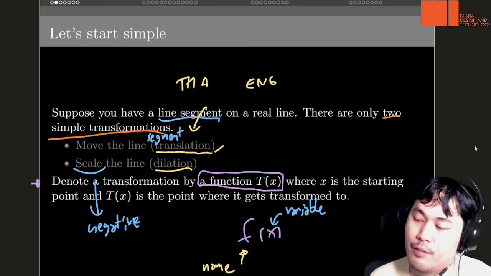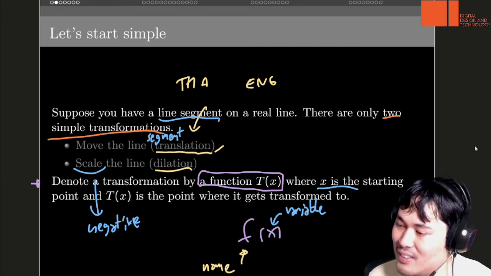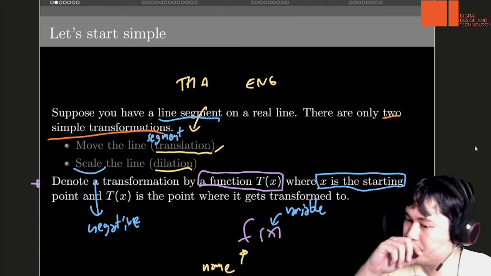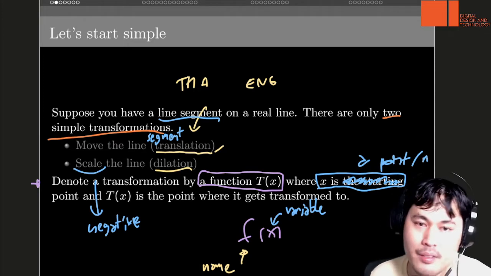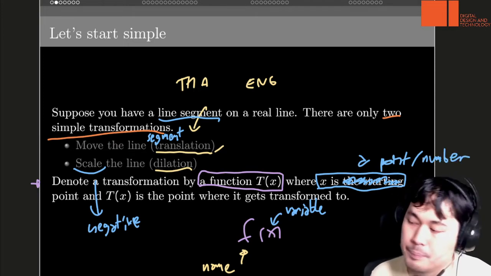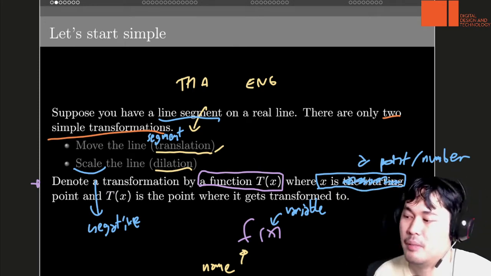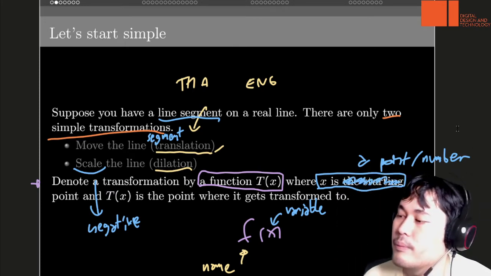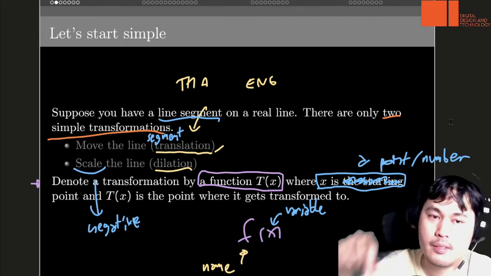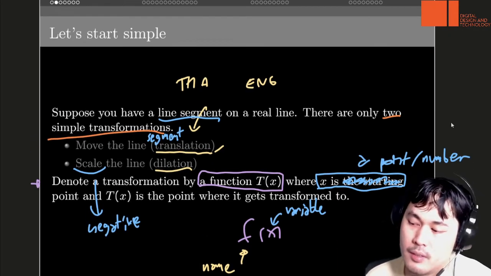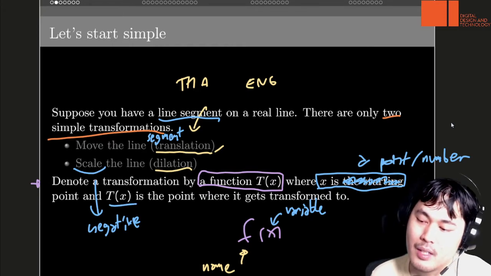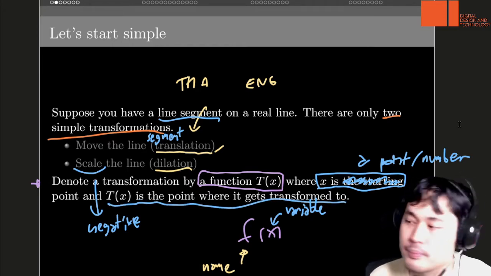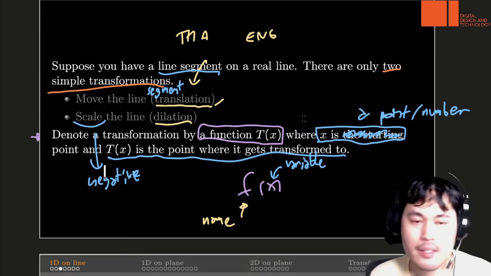Here we are gonna have a function where x is the starting point. Oh, sorry, I should say that x is a point, or a number, because again, once we make the real line as a model, everything on the line can represent a number. So that's a function. You put a number in, you get a number out, and that number, the result, is the point where it gets transformed to. So you change from one number to another by some function.